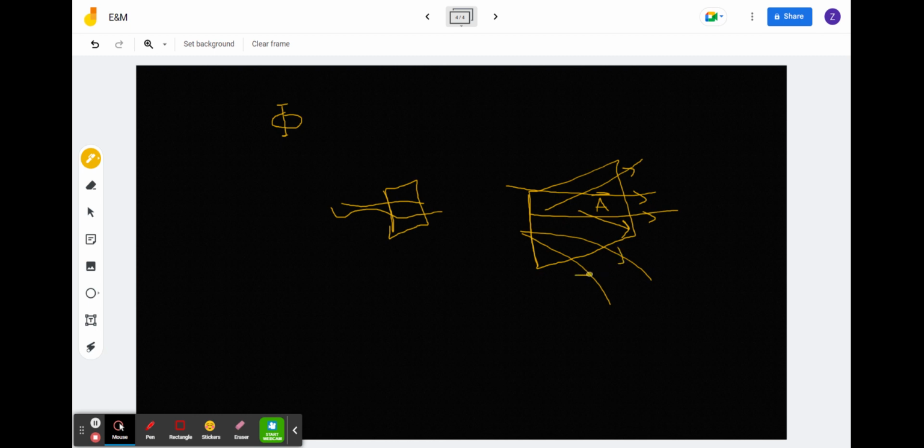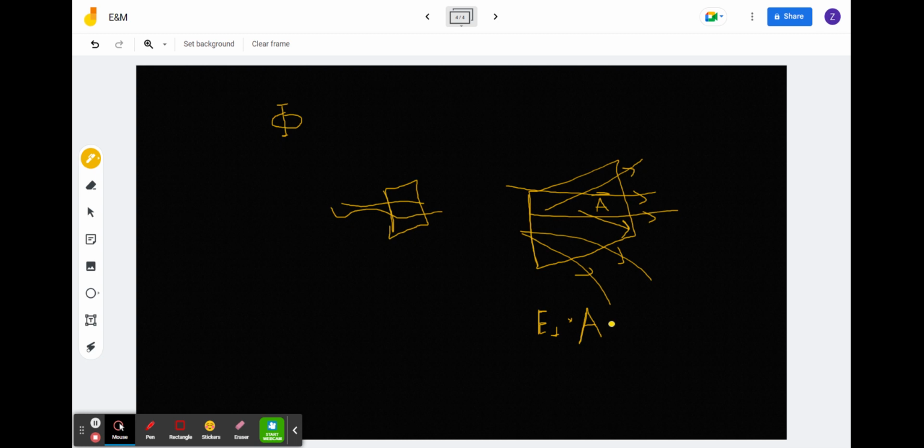we can say that the electric flux, which again is the flow, is the magnitude of the perpendicular electric field lines times the area of the rectangle.